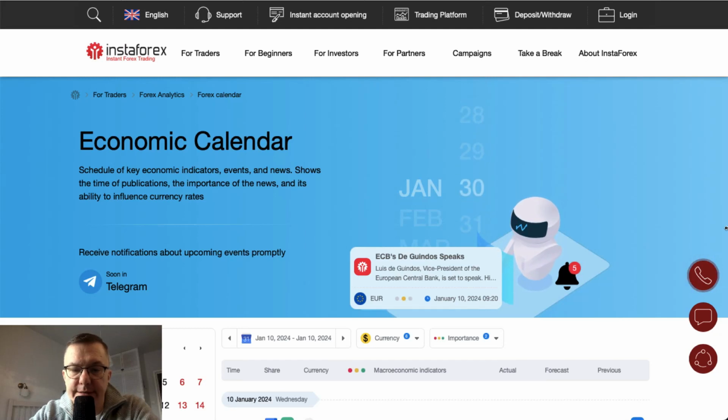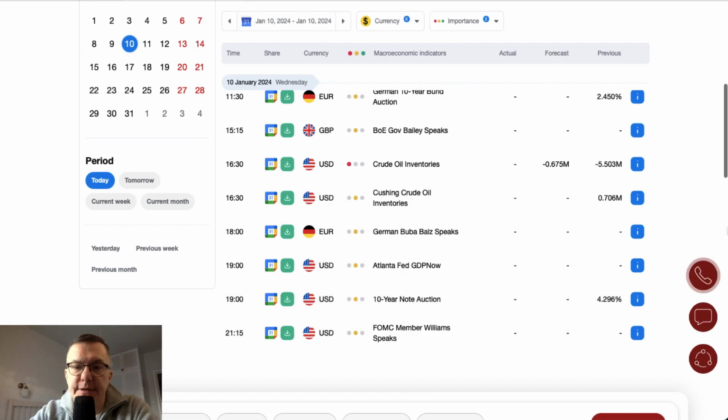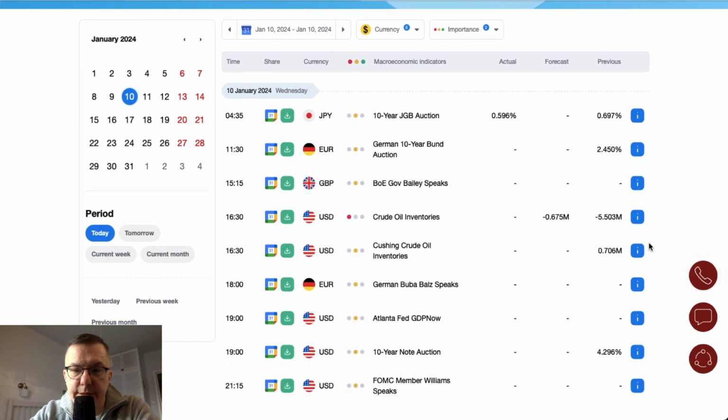Today is Wednesday, January 10th, 2024. Let's find out what's going on the economic calendar today. As you can see, we got only the most important data scheduled for release for today, and it looks like the calendar is not very busy. The key event of today is the crude oil inventories data release from the US, scheduled for release at 4:30.